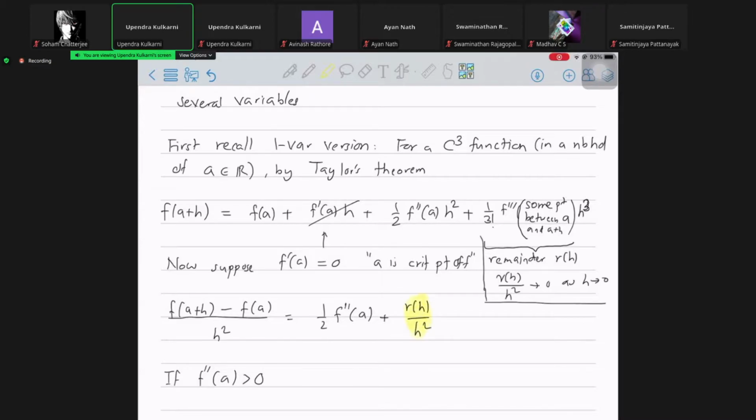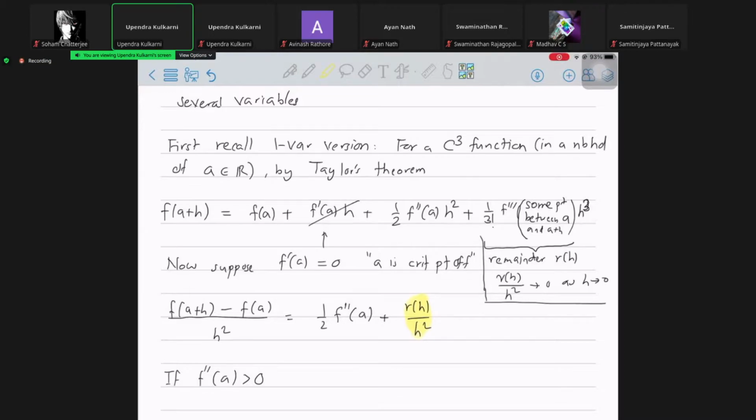Because in a neighborhood I can make this small, I can find some neighborhood in which this is going to be smaller than the first term. Remember, f double prime of a is positive, so I can make the highlighted term smaller than that. And that will tell me that the right hand side in this neighborhood is going to be greater than 0, because the second term cannot overcome the first term.